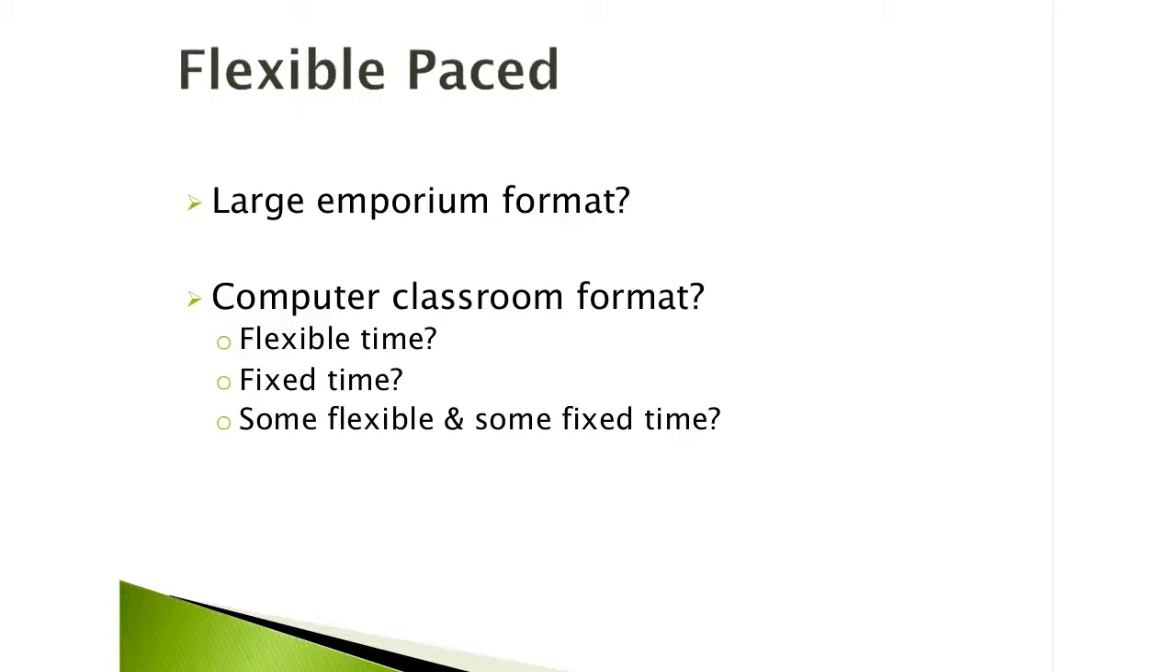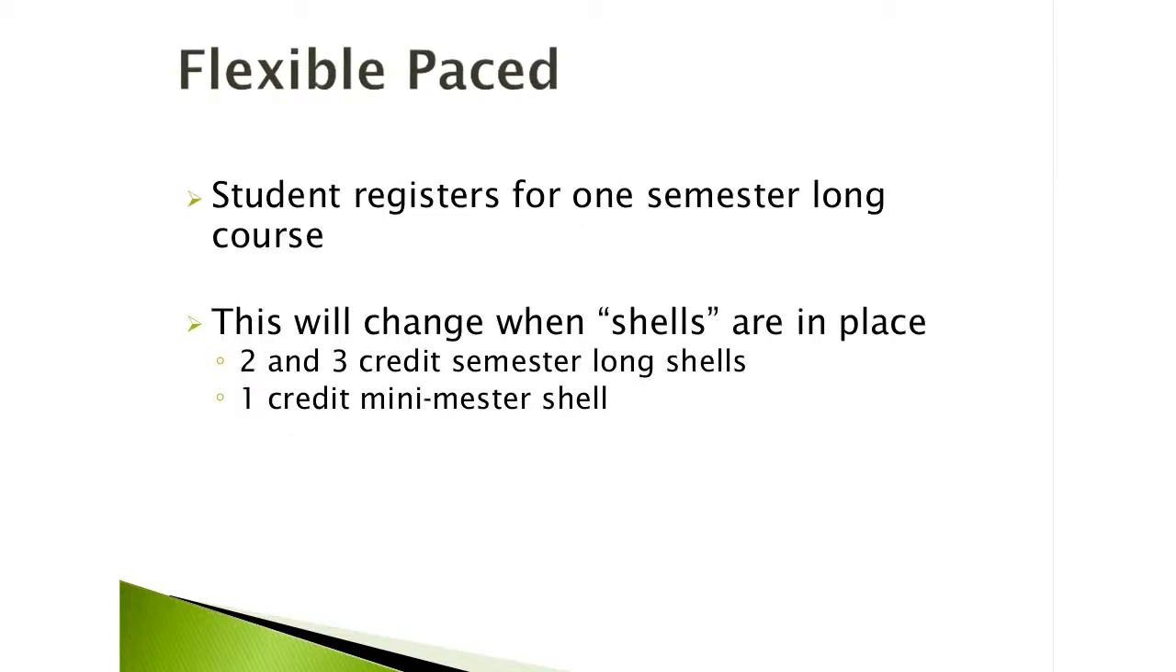And I'm sure there's other options as well. Okay, so how does a flexibly paced course work? A student right now will register for one semester long course, the Math 60, the Math 70, or the Math 80. This will change when the official shells are in place.